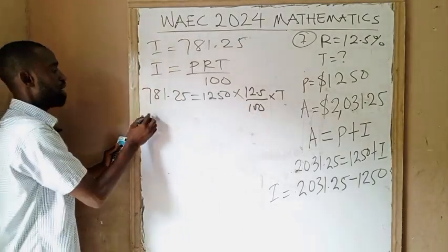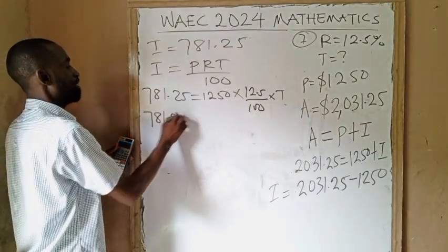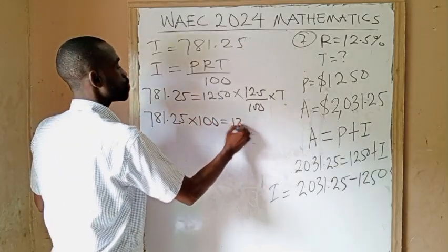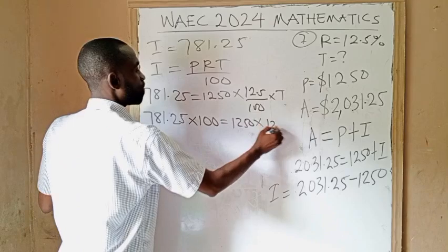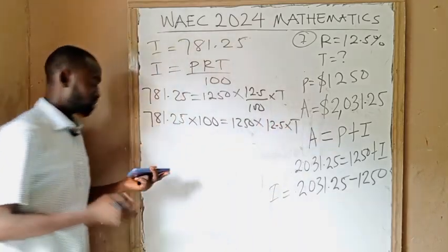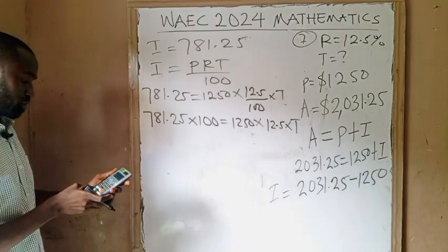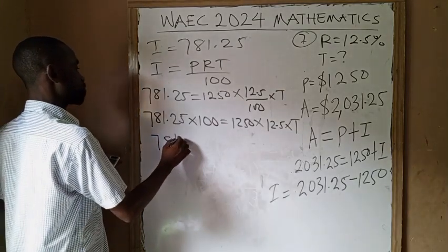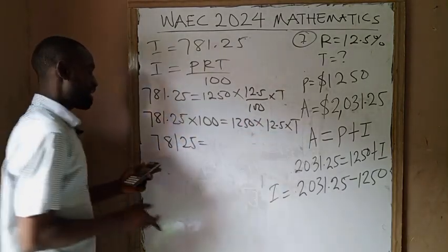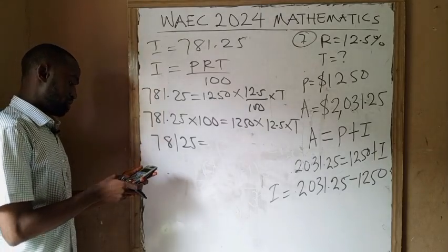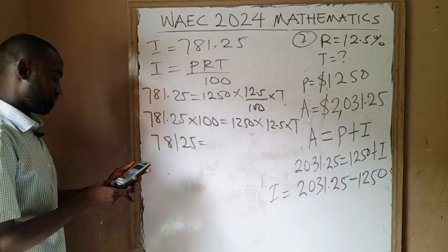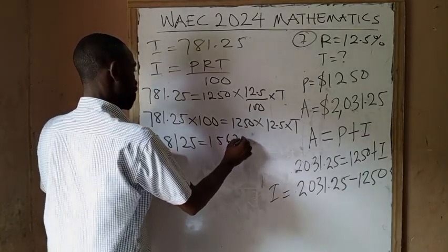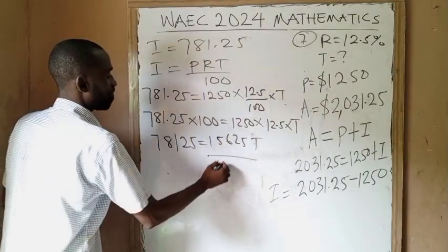We can multiply here. So we have 781.25 times 100 is equal to 1250 times 12.5 times t. 781.25 times 100 will give us 78125, which is equal to 1250 multiplied by 12.5. This will give us 15625t.